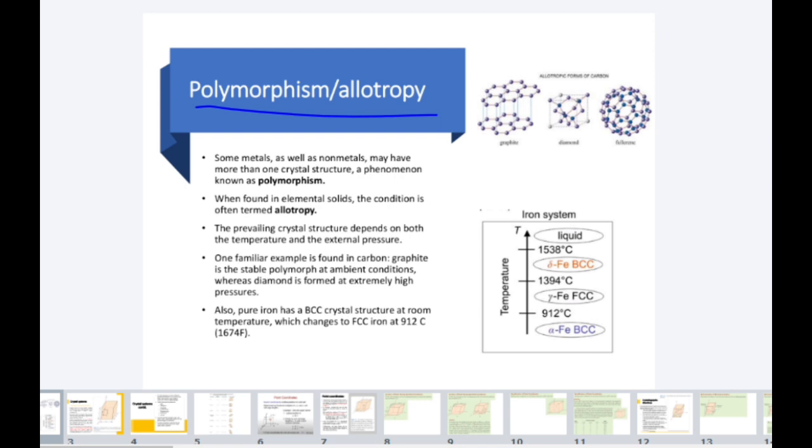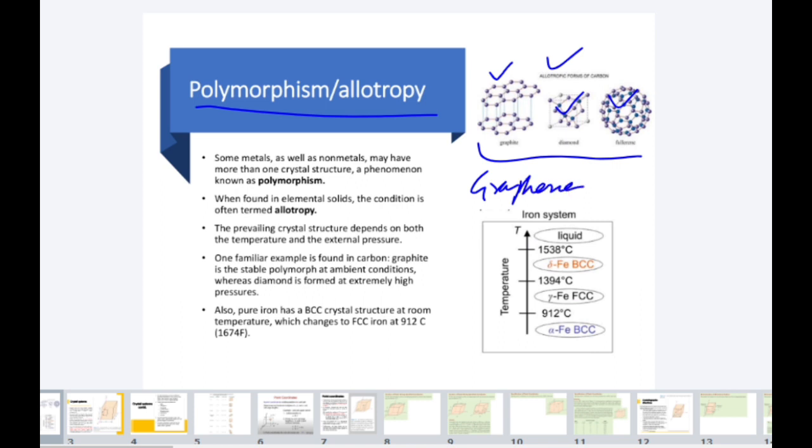Now, if this phenomenon of more than one crystal structure is found only in an elemental solid, then we call it allotropy. Now you see here, look into the figure. Here we have the allotropes of carbon. We have graphite, we have diamond, we have fullerene, and we also have graphene for the carbon.